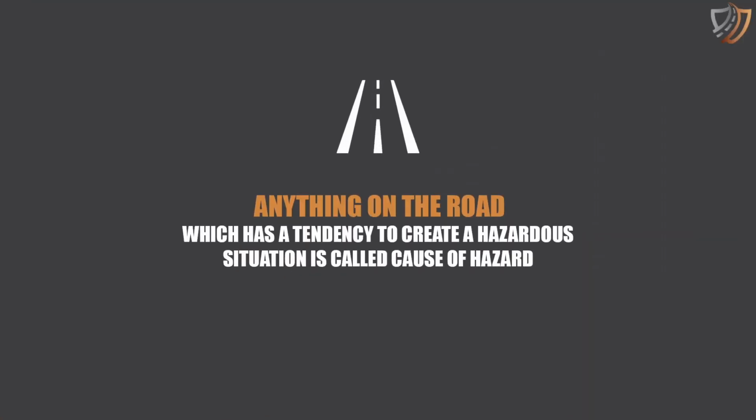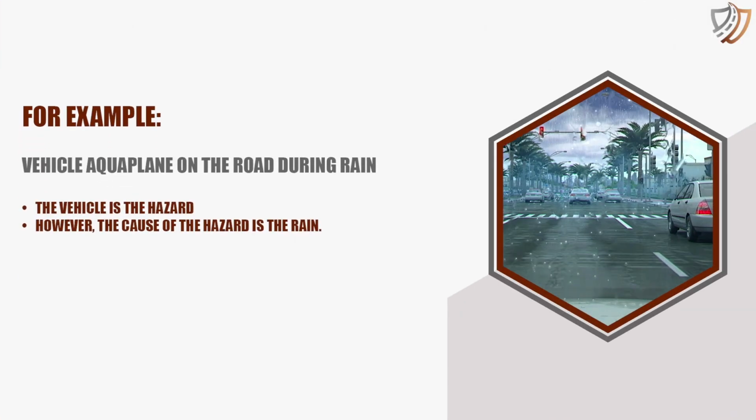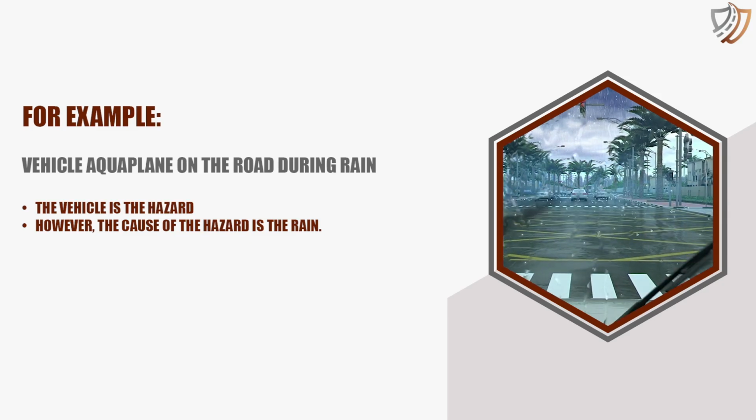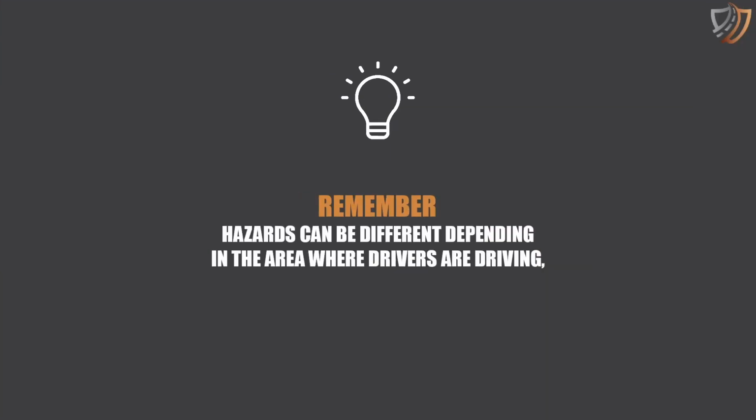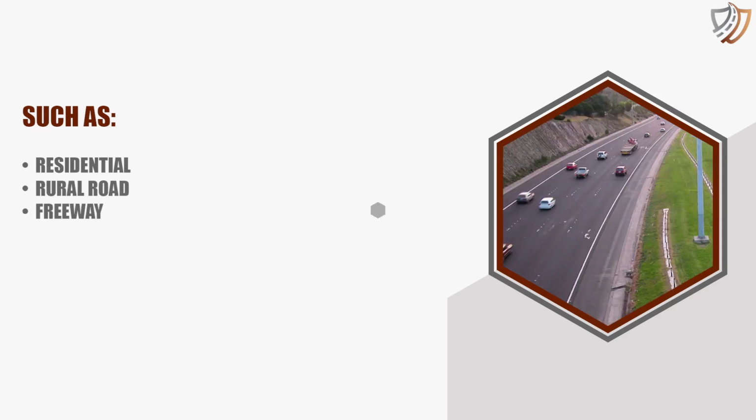Cause of hazard. Anything on the road which has a tendency to create a hazardous situation is called cause of hazard. For example, vehicle aquaplane on the road during rain. The vehicle is the hazard, however the cause of the hazard is the rain. Remember, hazards can be different depending on the area where the drivers are driving, such as residential, rural road, freeway.